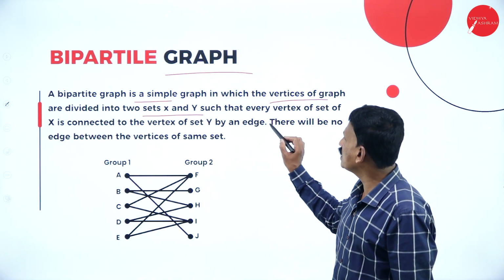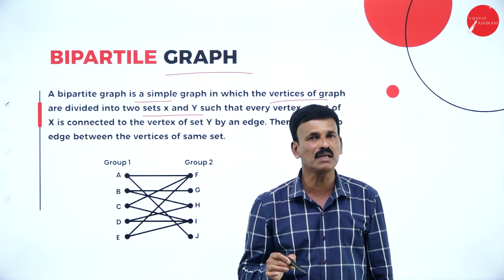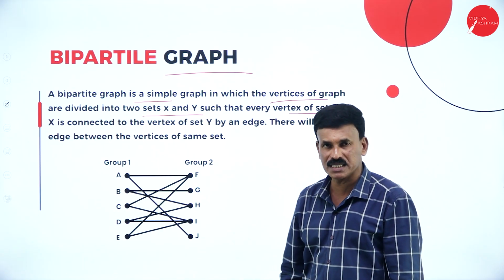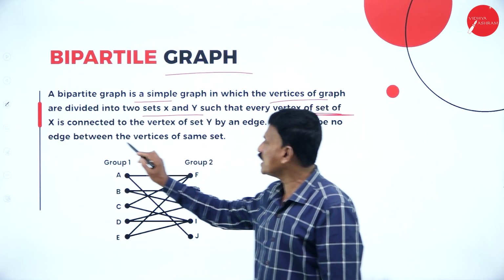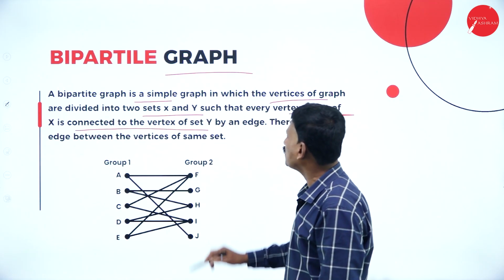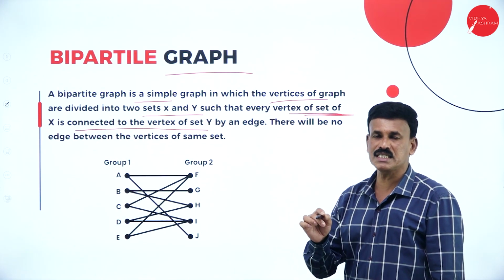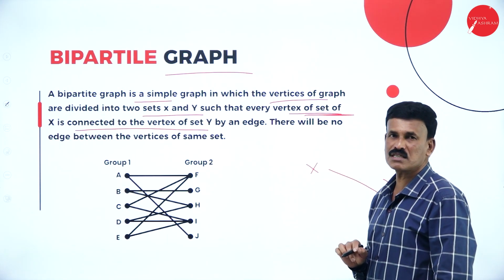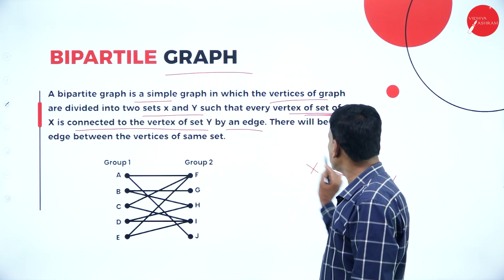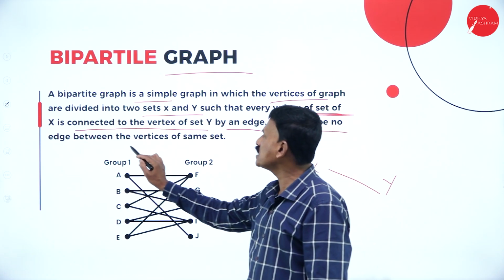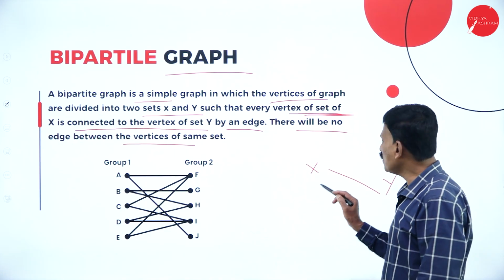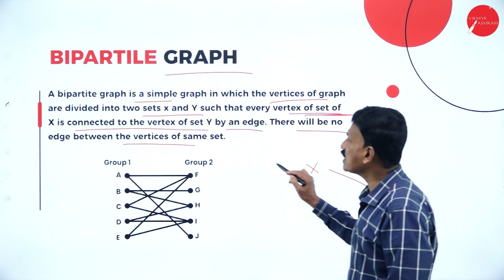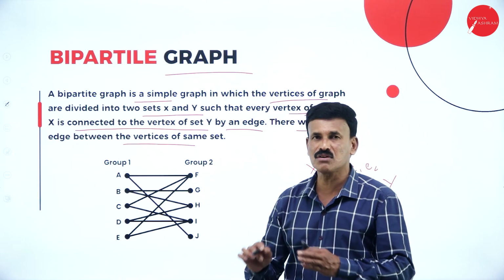So dividing the vertices of a simple graph into two sets X and Y, such that every vertex of the set X is connected to a vertex of the set Y by an edge. There will be no edge between the vertices of the same set. Such a graph is called a bipartite graph.